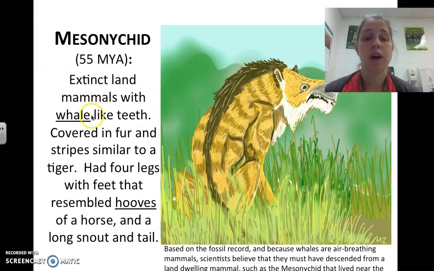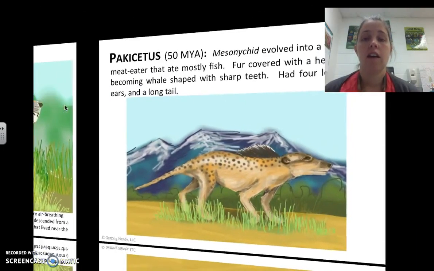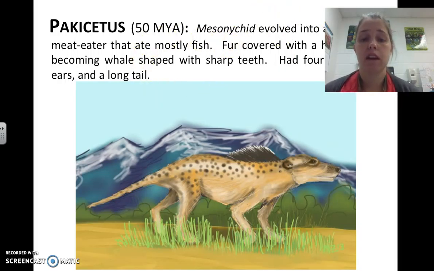Extinct land mammals with whale-like teeth, covered in fur and stripes similar to a tiger. It had 4 legs with feet that resemble hooves, okay, feet that resemble hooves of a horse, and a long snout and tail. So based on the fossil record, and because whales are air-breathing mammals, scientists believe they must have descended from a land-dwelling mammal, such as the Mesonychid that lived near the ocean 55 million years ago. Okay, so this is the Mesonychid. Now the next one lived 50 million years ago.